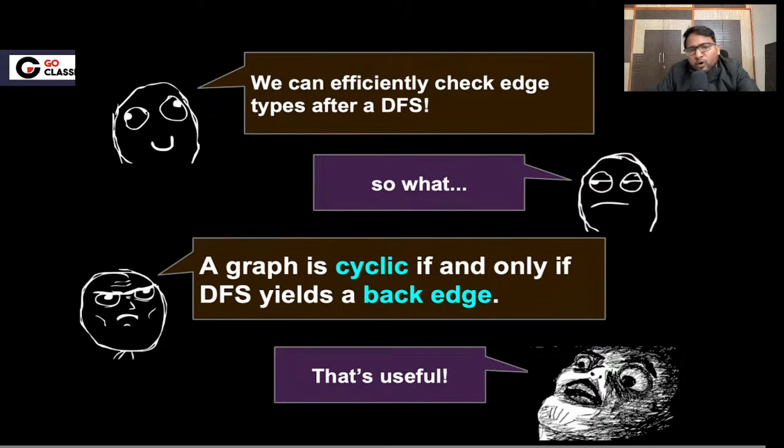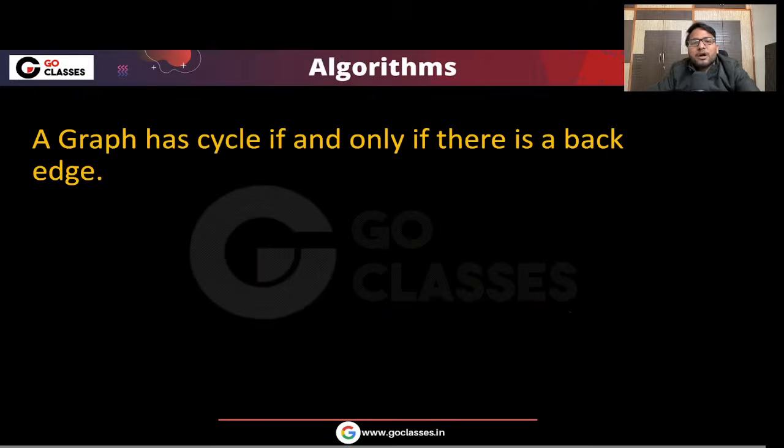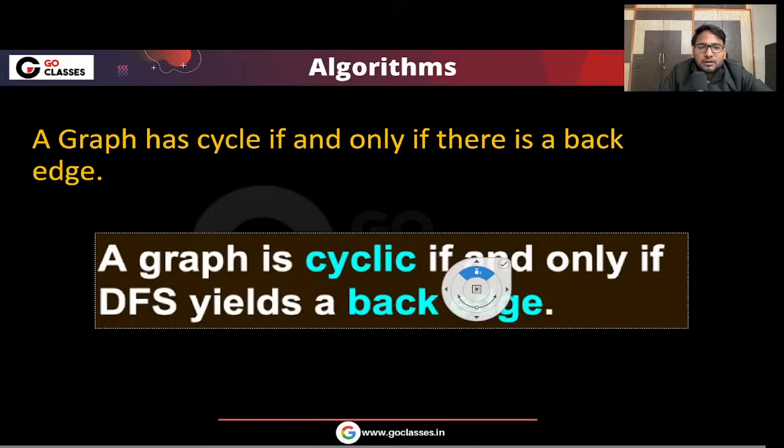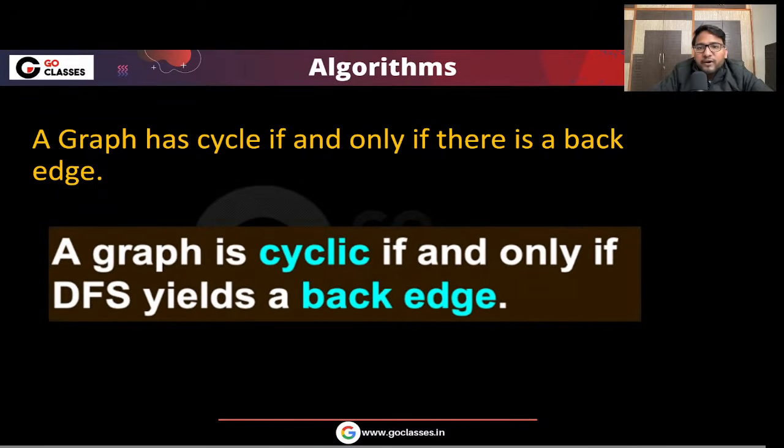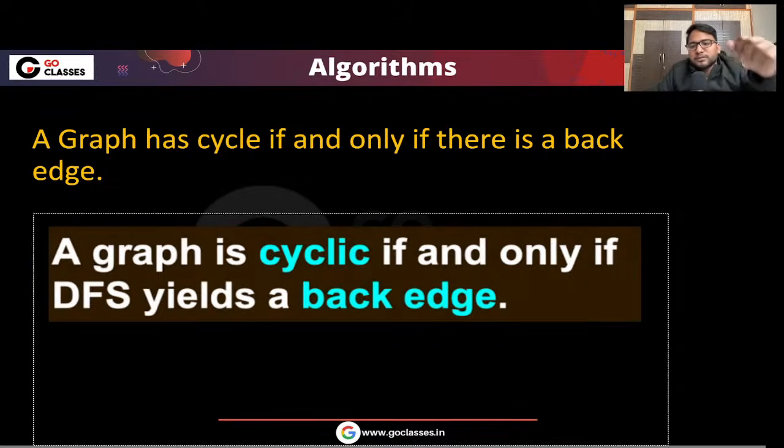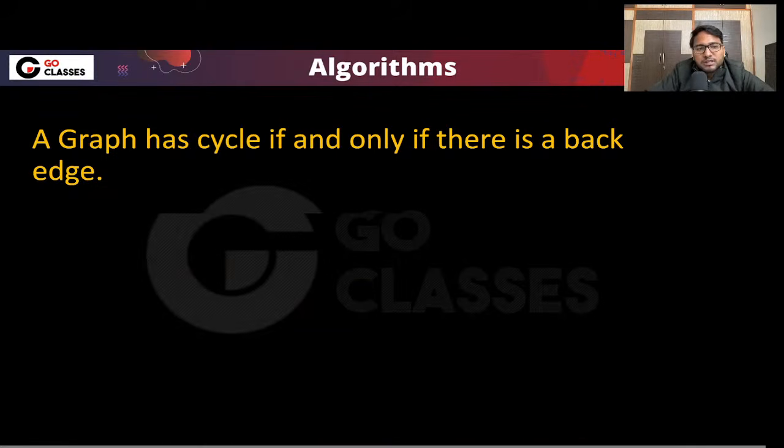Whatever the type of graph, whether directed or undirected, it doesn't matter. A graph has a cycle if and only if there is a back edge. If and only if. Okay, we can prove this also. The proof won't take much time, but I think it's not required. Let me just try doing it quickly, in one minute.